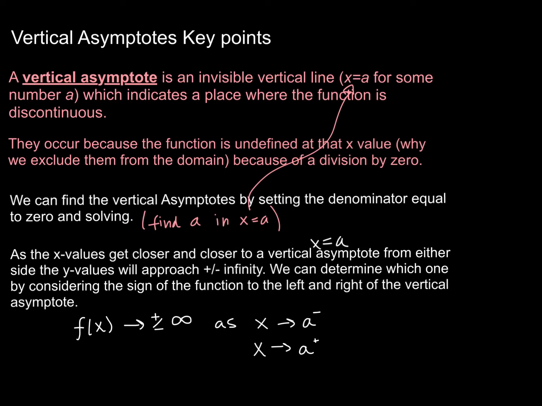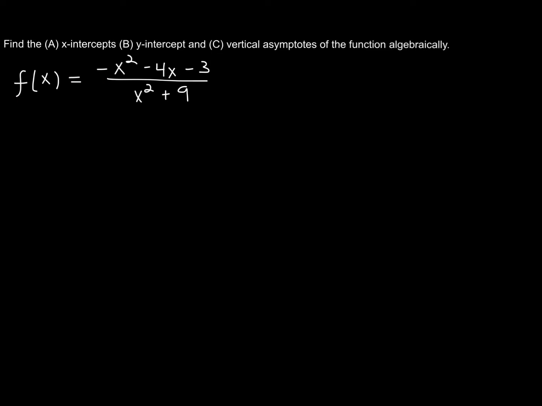Let's begin by finding the x-intercepts, y-intercept, and vertical asymptotes of this function algebraically, and then we'll see if we can put together a few things on how the graph might look. Let's start off with the x-intercepts. Remember that the x-intercepts are the same thing as the roots. They're the x values that allow the y value to be 0. To find this, we set our entire function equal to 0. Set the y value equal to 0 and solve for x.